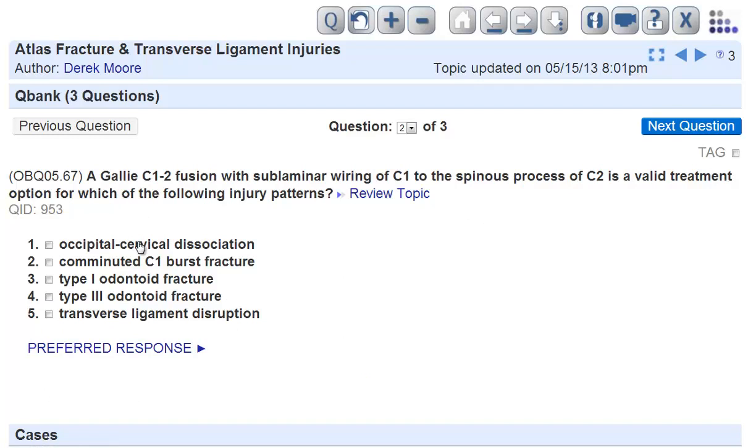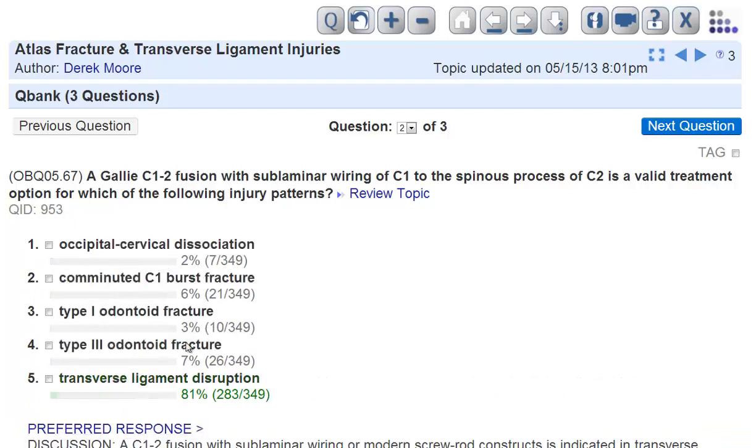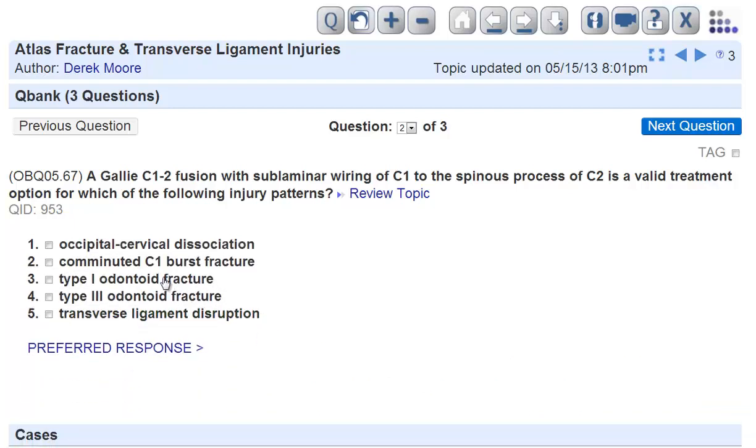Next question: a Gallie C1-2 fusion with sublaminar wiring of C1 to the spinous process of C2 is a valid treatment option for which of the following injury patterns? Occipital cervical dislocation, that would not address that injury. Comminuted C1 burst fracture.